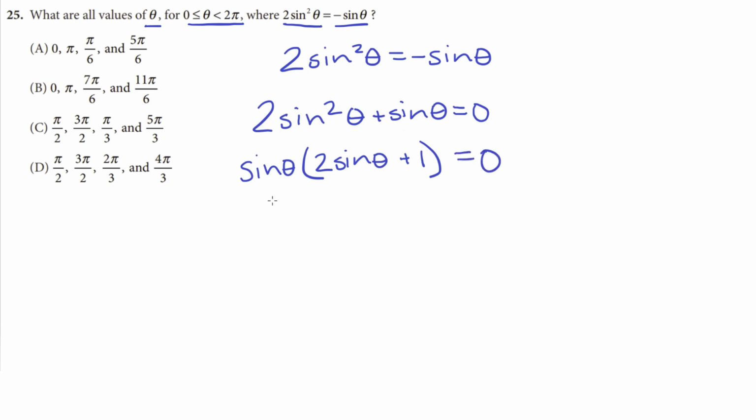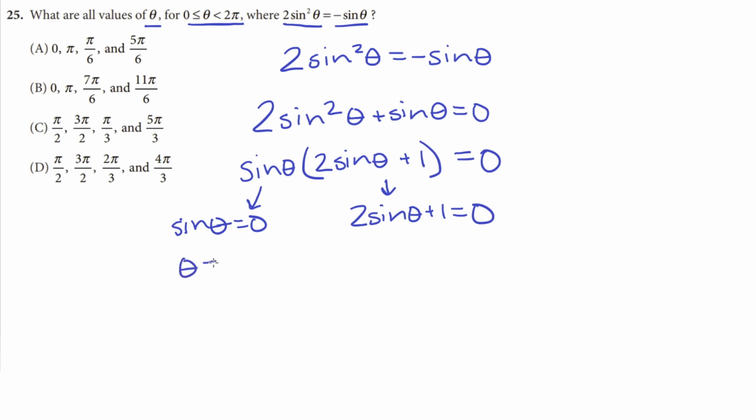But now we kind of have two different equations. In order for the product here of sine theta with this expression here to equal 0, either sine theta has to equal 0 or 2 sine theta plus 1 has to equal 0. In either case, those values of theta will satisfy this equation. So let's find those now.